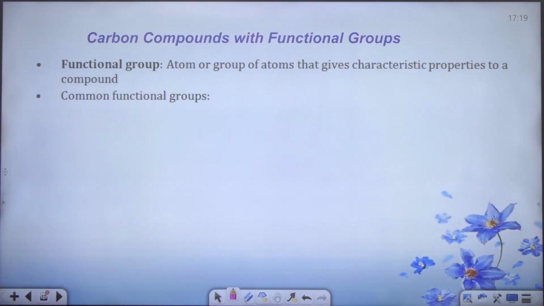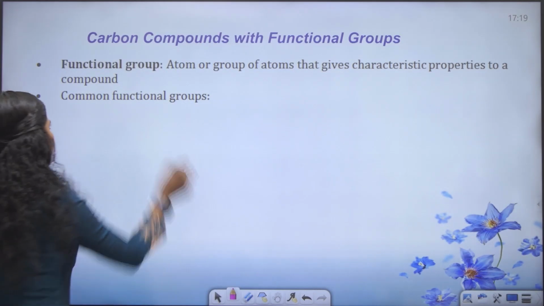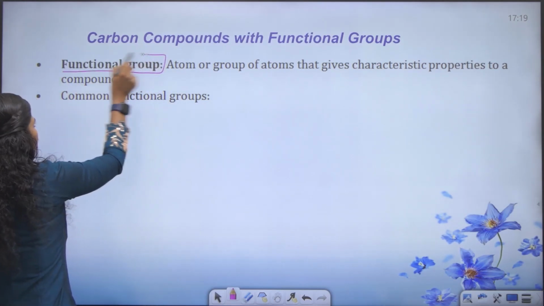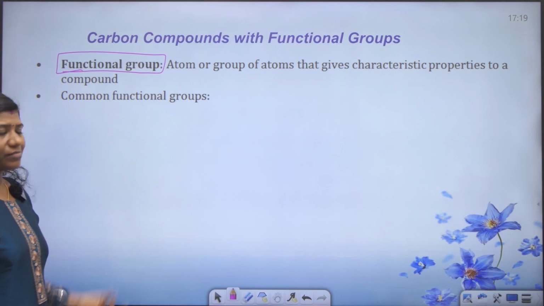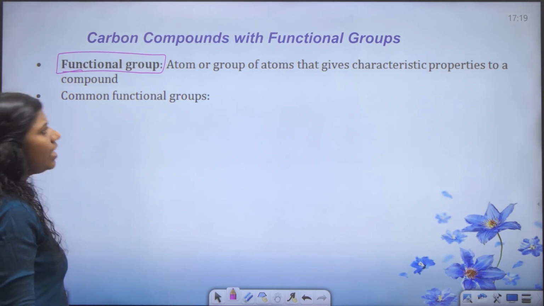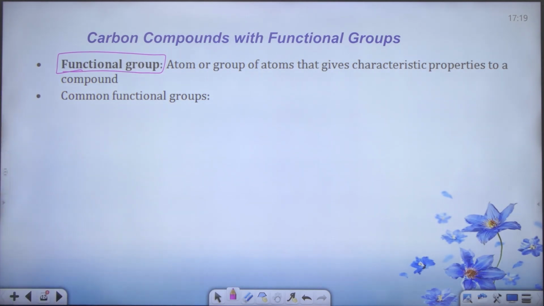Then the next one, carbon compounds with a functional group. What is a functional group? A functional group means an atom or group of atoms that gives characteristic properties to a compound. That is called a functional group.